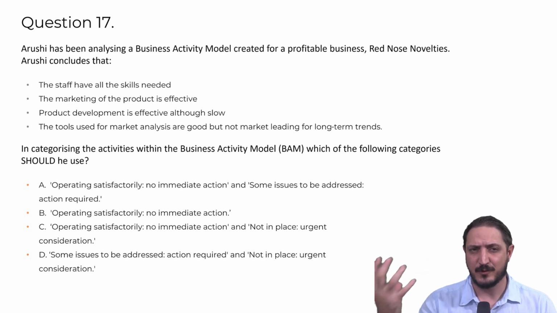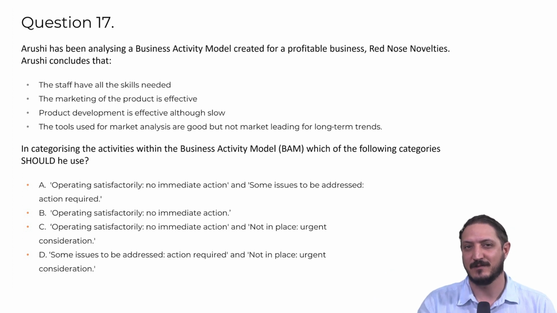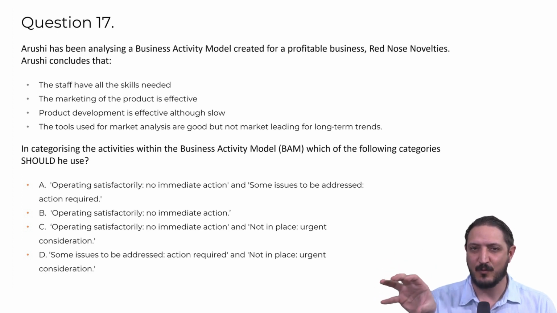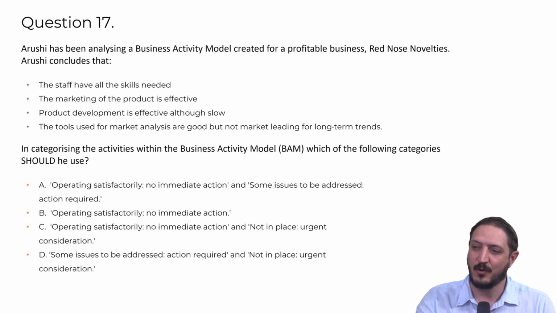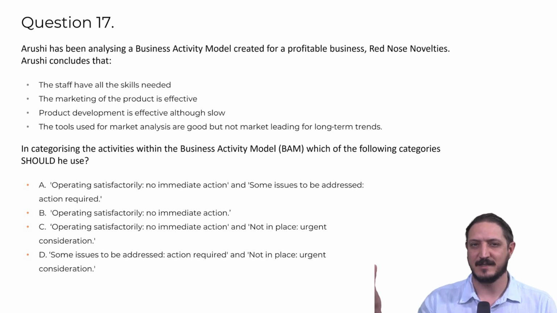And through her analysis of this business activity model, these 4 statements here is what she's thought about. This is what she's concluded. This is what she's gathered. It says the staff have all the skills needed. Great. So she's looked at this model, may have been a consensus model, and it says that everyone in the organization, all the staff that are working there, have all the skills that are required for this particular business activity model.